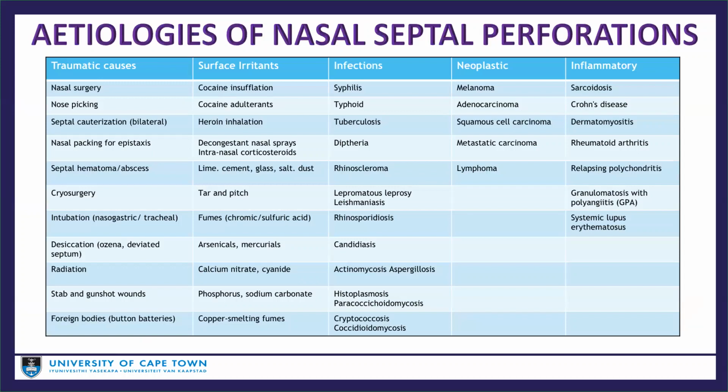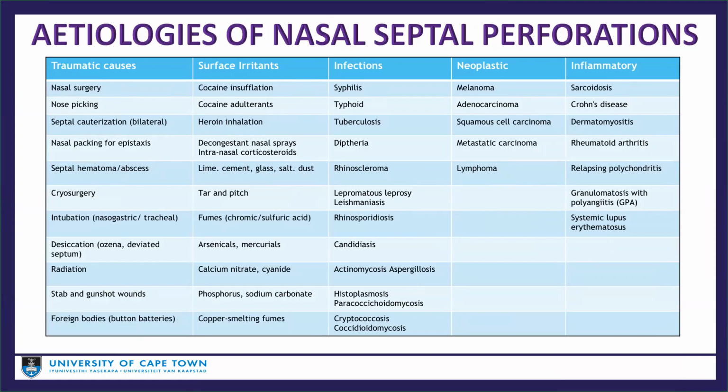Now, when we have a look at etiology, we can broadly classify the causes of nasal septal perforations into 5 categories. Number 1, and being most common, is traumatic causes. And amongst the traumatic causes, the most common cause is nasal surgery. But we must not forget that even a septal cauterization done bilaterally can lead to eventual septal perforation, and it has also been seen with traumatic NGT insertion.